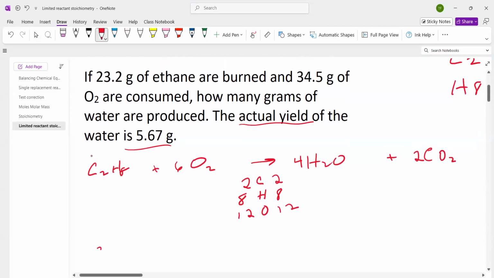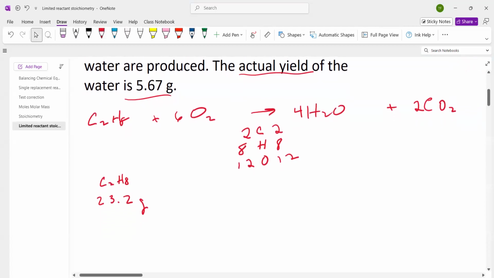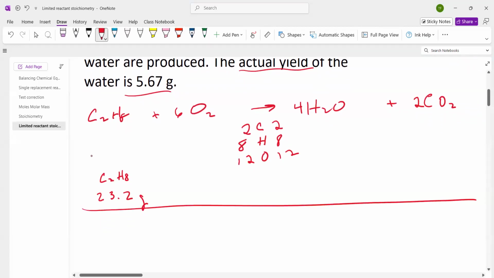All right, so now we have 2 givens. One is the 23.2 grams of ethane. And we need to figure out how much water is made. So the first thing we're going to do is, like all stoichiometry, there are 3 steps. The first step is to get the given into moles.